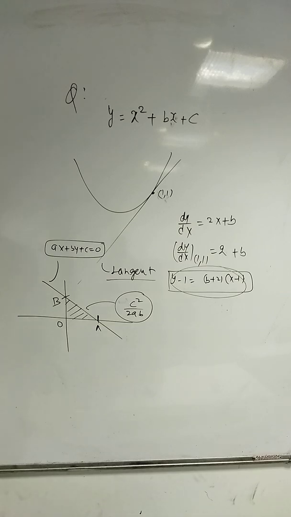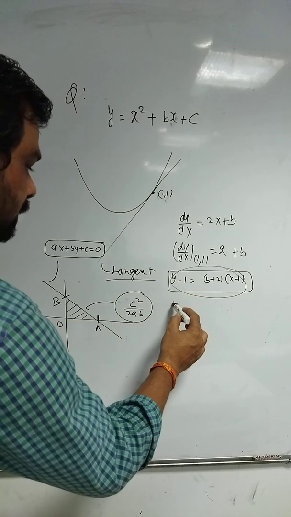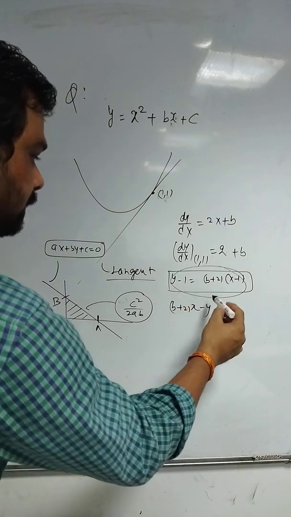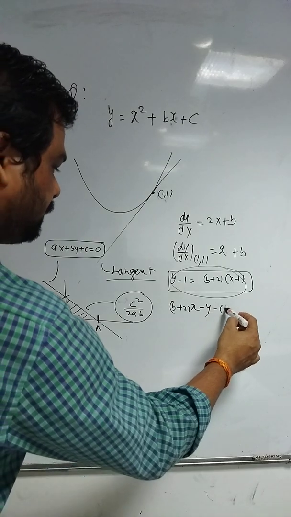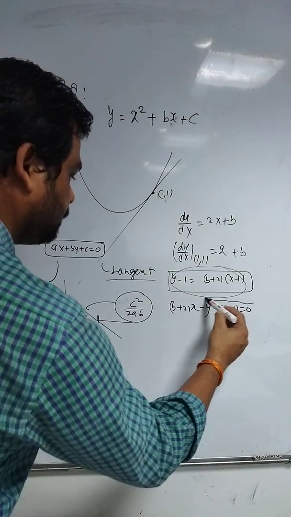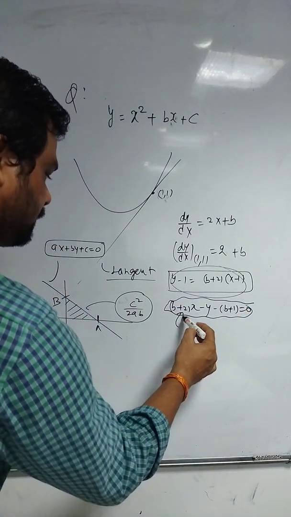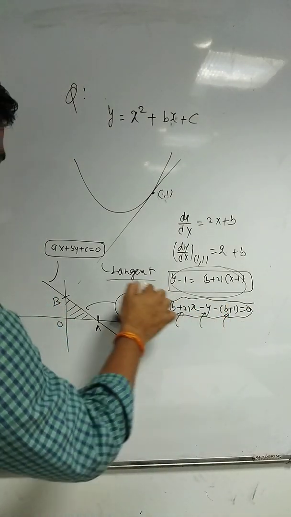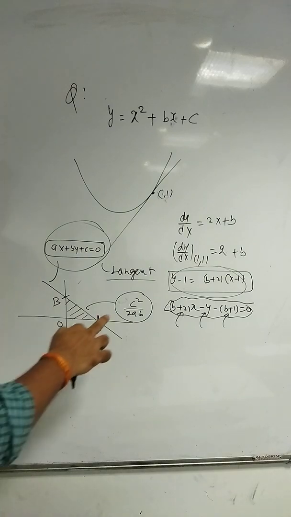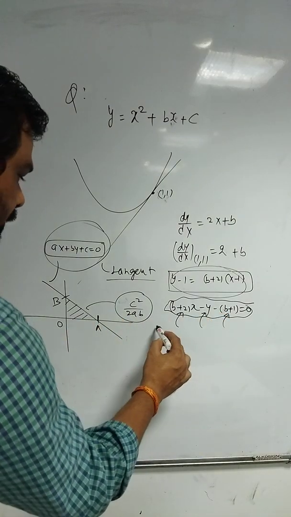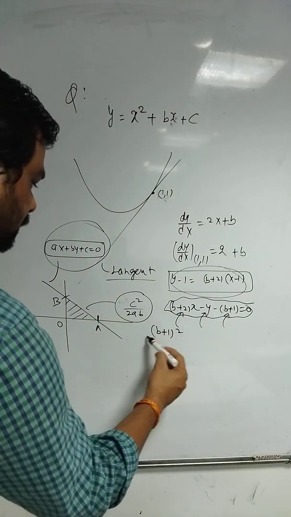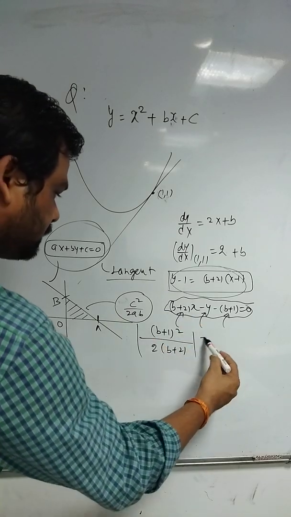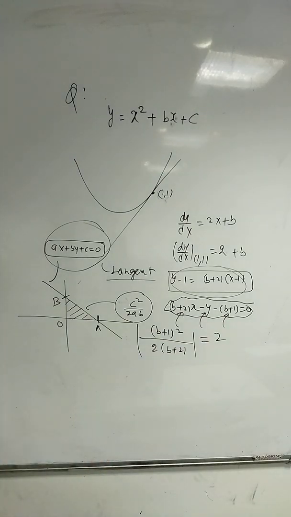Okay. So this line will be (b plus 2)x minus y, and minus of (b plus 1) is equal to 0. So this is a, this is minus 1, this is c. We are comparing with the general line. So area is what? c square upon 2ab. So (b plus 1) whole square upon 2 into (b plus 2) into the mod of minus 1 is equal to 2 square units. How much is the area? 2.